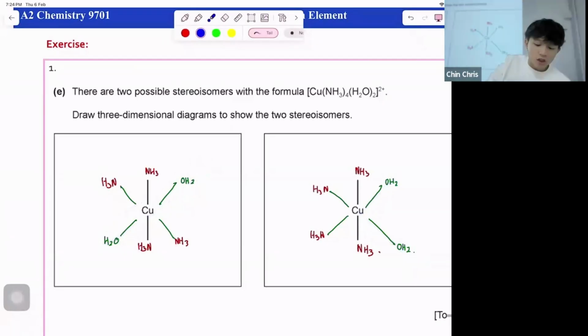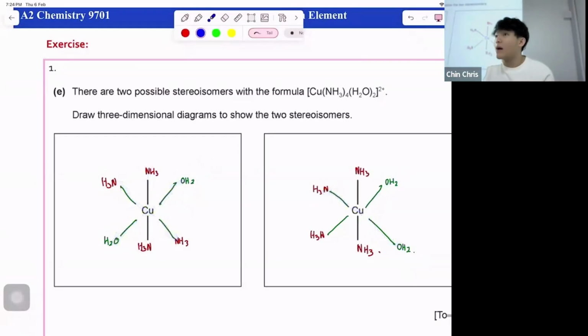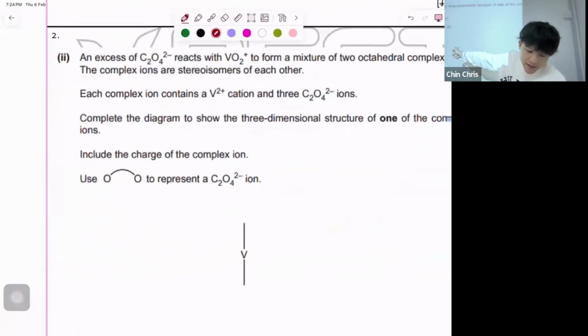Some of you put H2O here. If you put it here, I'm okay. But don't put one H2O here, then another H2O here. Don't give me two 180s. They are the same. Okay guys, next. Let's go.